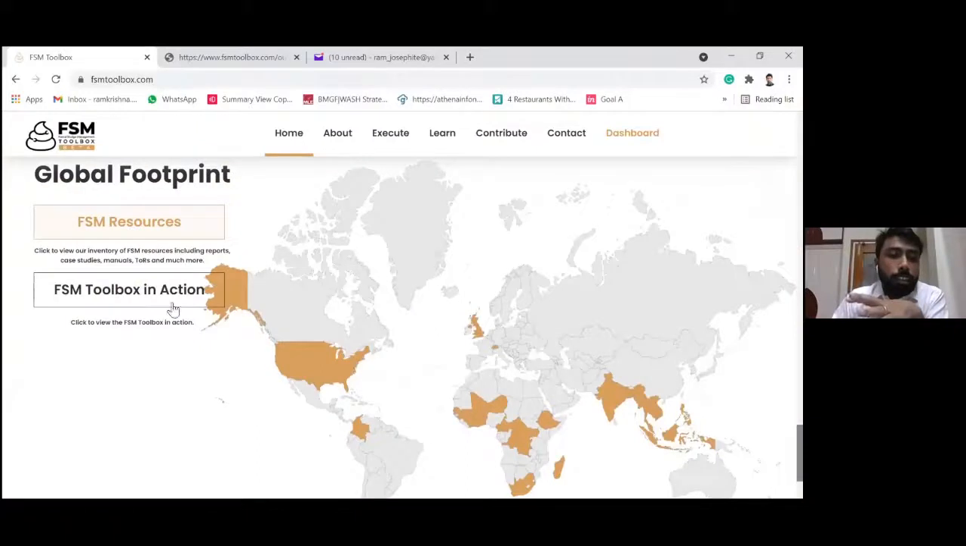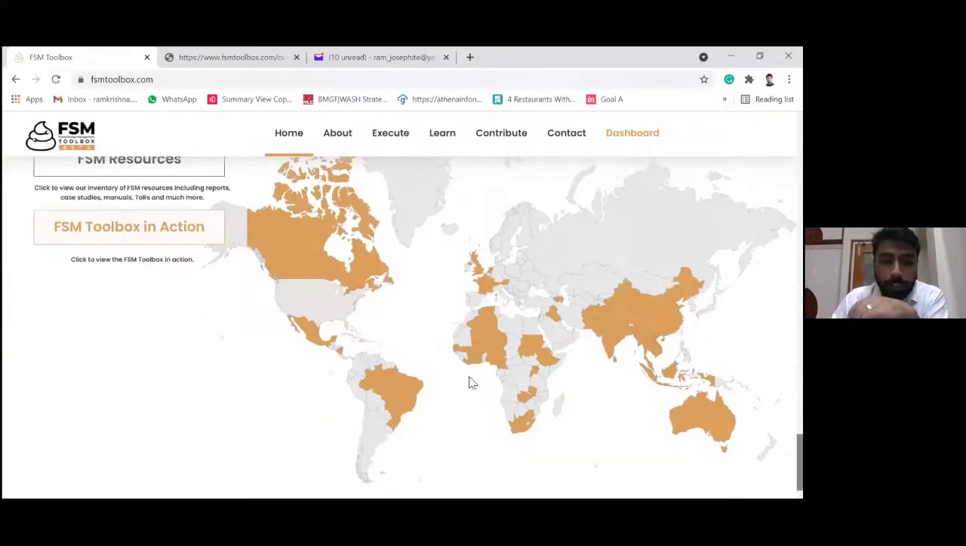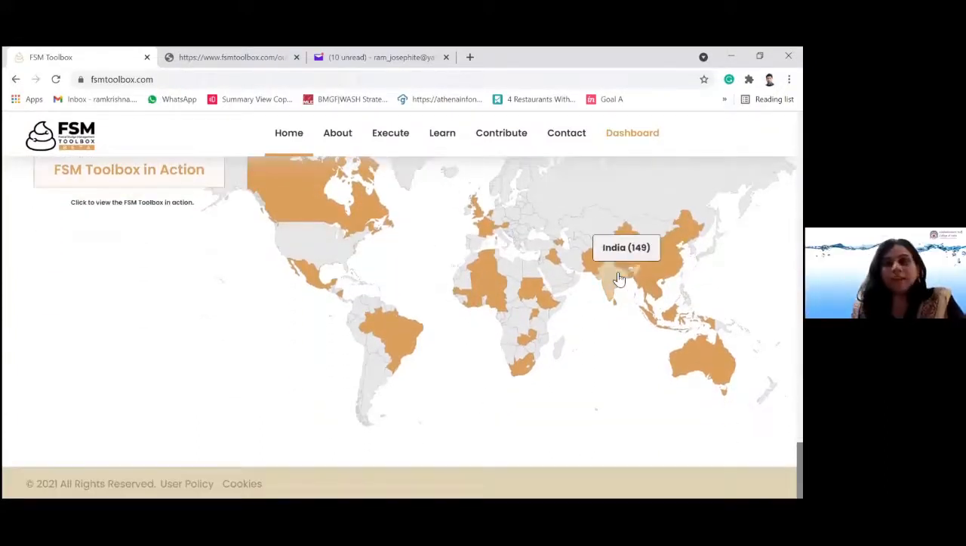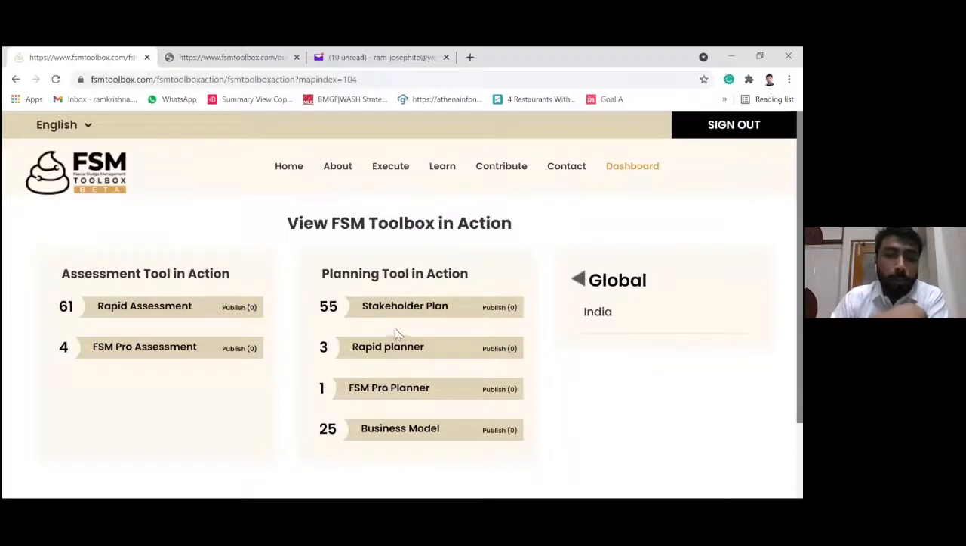This is the toolbox in action, and it will help you understand which city has done how many tools or implemented how many tools. India showed 149. If you click on India, you will see that there are different modules. So these are the modules that have been used.